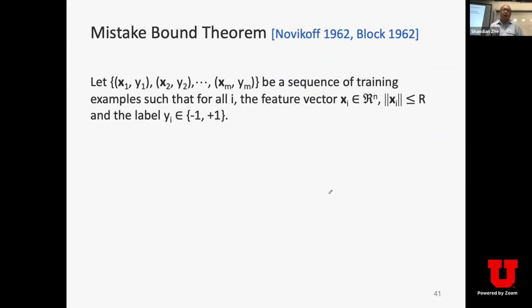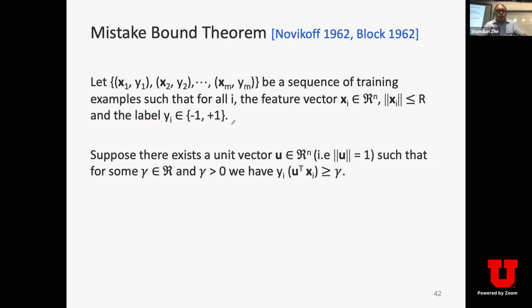Okay, so now let us talk about the so-called Mistake Bound theorem. It's a very well-known theoretical result about perceptron learning. So let x1, y1, x2, y2, until xm, ym be a sequence of training examples, such that for every training example, the feature vector xi is in the n-dimensional space, and the norm of xi is upper bounded by R. So this basically says the length of each feature vector is less than or equal to R. And we assume the label is either -1 or 1.